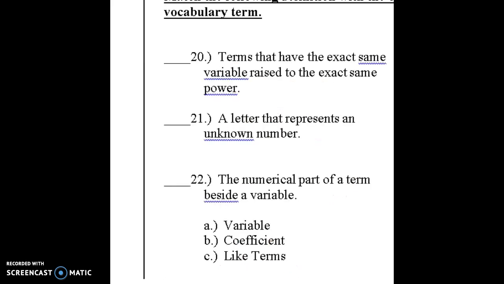Match the following definition with the correct vocabulary term. Terms that have the exact same variable raised to the exact same power are like terms. A letter that represents an unknown number is a variable. And the numerical part of a term beside the variable is the coefficient.